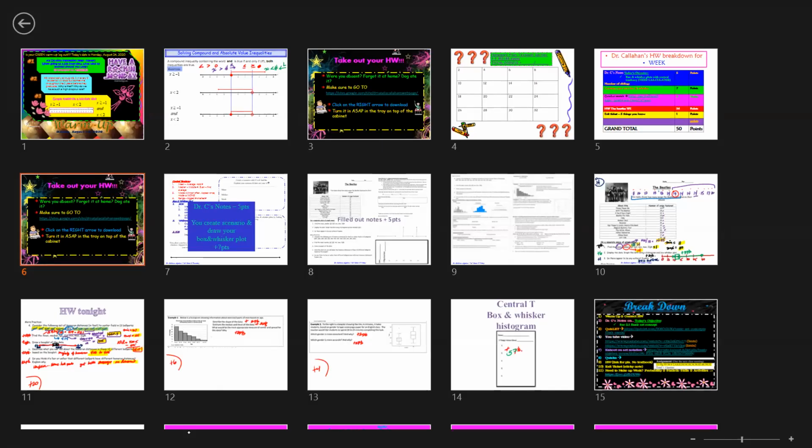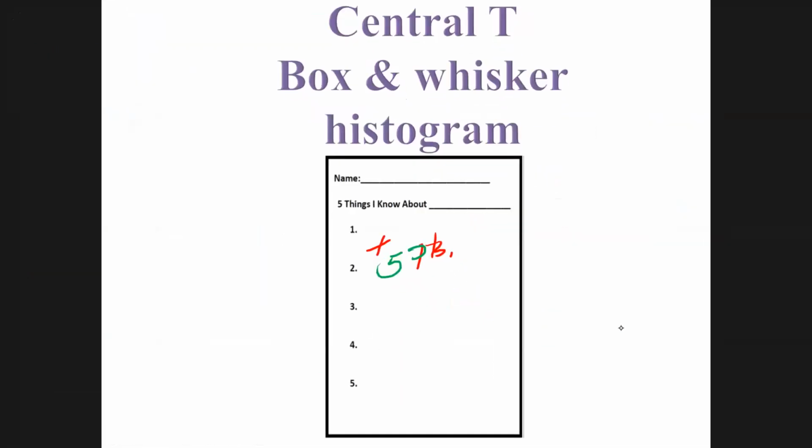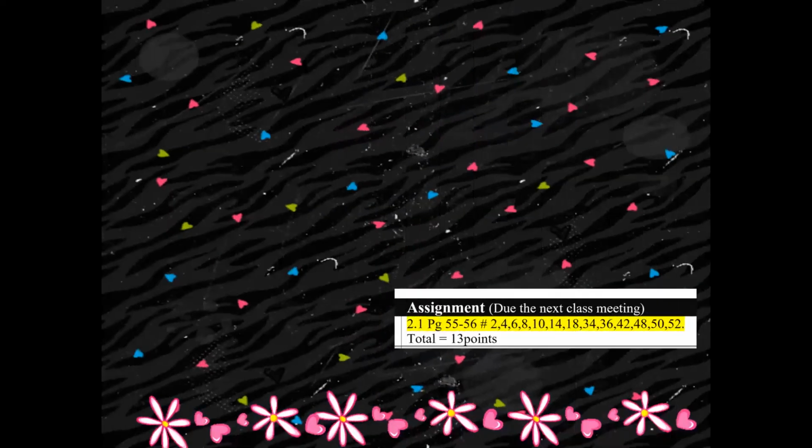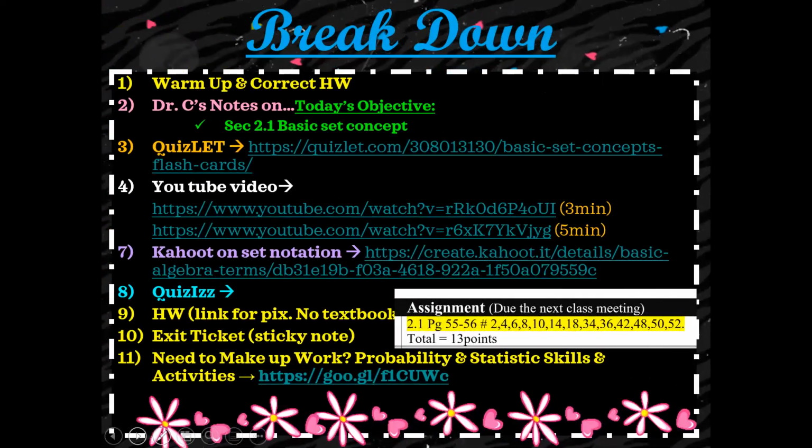Okay, so with that said, let's go ahead and get started with today's stuff. Today's objective is going to be on 2.1, which is on basic set concepts. This is essentially the start of ProbStats. Everything else we've been doing is kind of a review from Algebra 1 and Algebra 2. There is a Quizlet right here that I want you guys to complete. There is a YouTube video, actually 2 of them that you need to watch. And there's a Kahoot on set notations. And that's pretty much it.